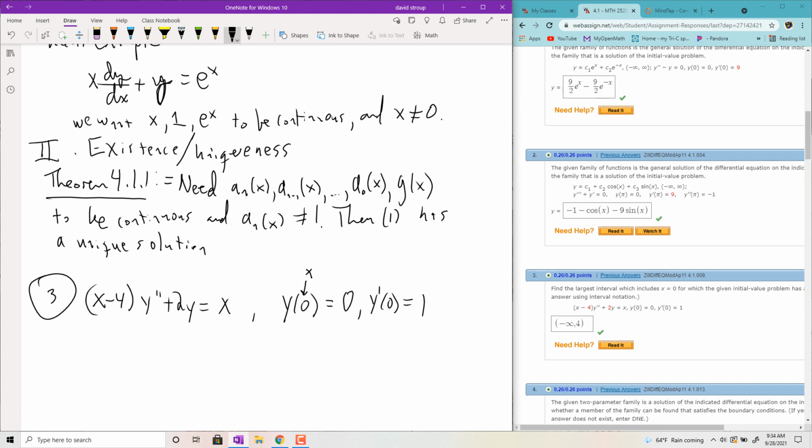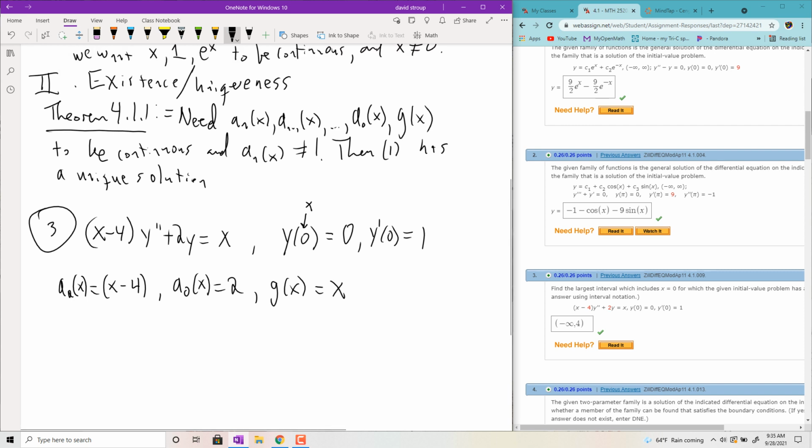So the a sub n functions that we're worried about, in particular a sub 2 of x, would be x minus 4. And then a sub 1 of x is just 0, a sub 0 of x is 2, and then our g of x is just x. You don't have to note which a sub whatever it is, just note those functions. The first one is continuous everywhere, the second one's continuous everywhere, the third one's continuous everywhere.